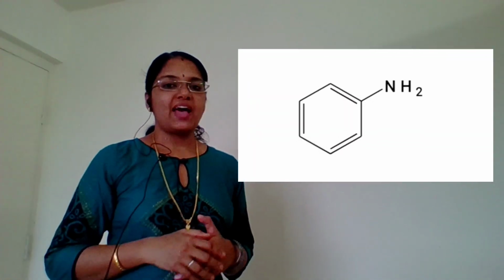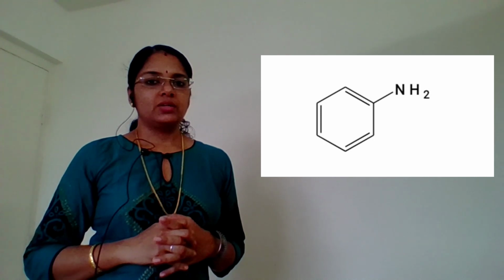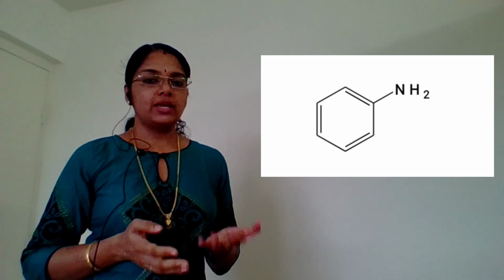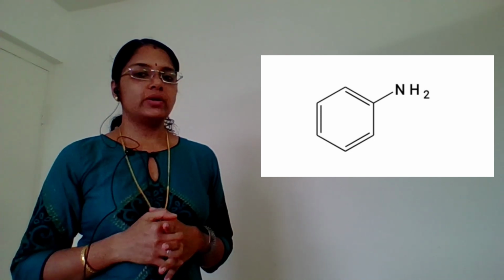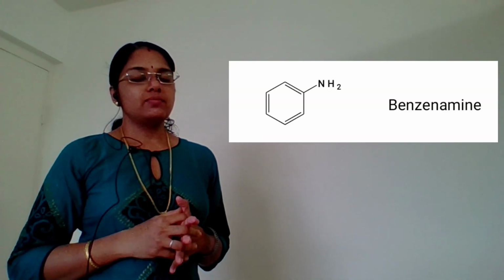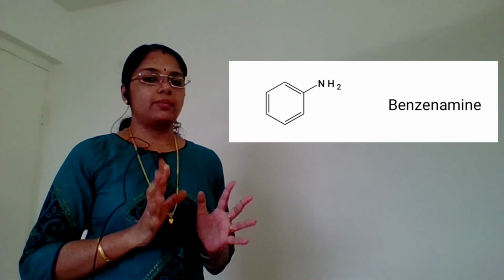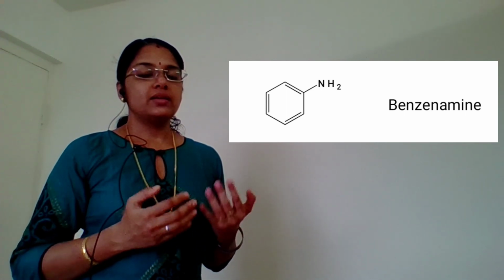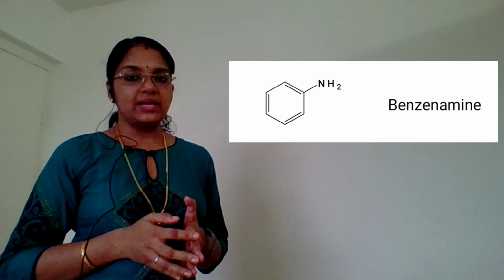The next structure is an aromatic ring containing an amine. We usually name it as aniline in its common name. But when we look at the IUPAC naming system, we can name it as benzenamine. So aniline, in its IUPAC name, is benzenamine.